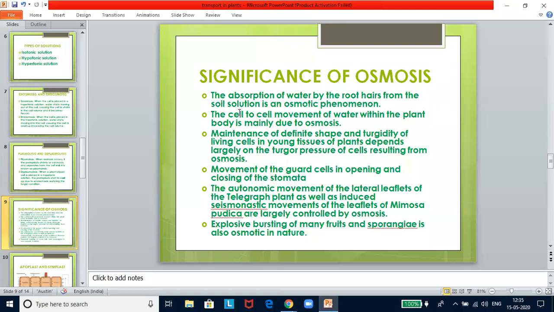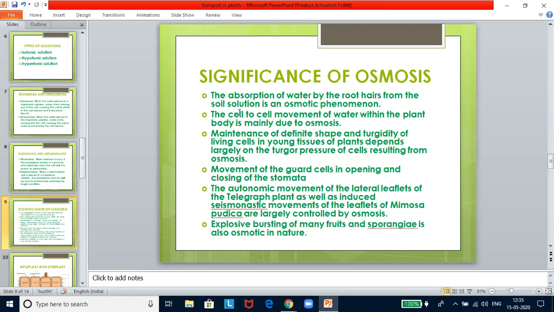Movement of the guard cells in opening and closing of the stomata is all due to endosmosis and exosmosis. Autonomic movement of the lateral leaflets of telegraph plant, as well as induced seismonastic movements of the leaflets of Mimosa pudica, that is your touch-me-not, are also controlled by osmosis.